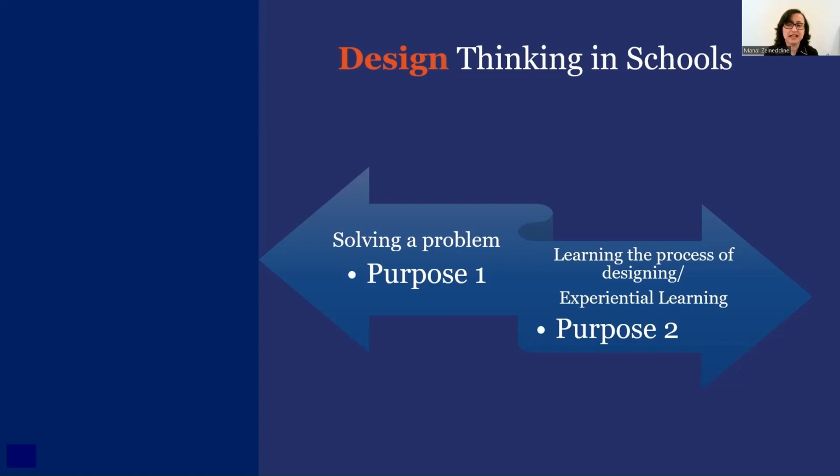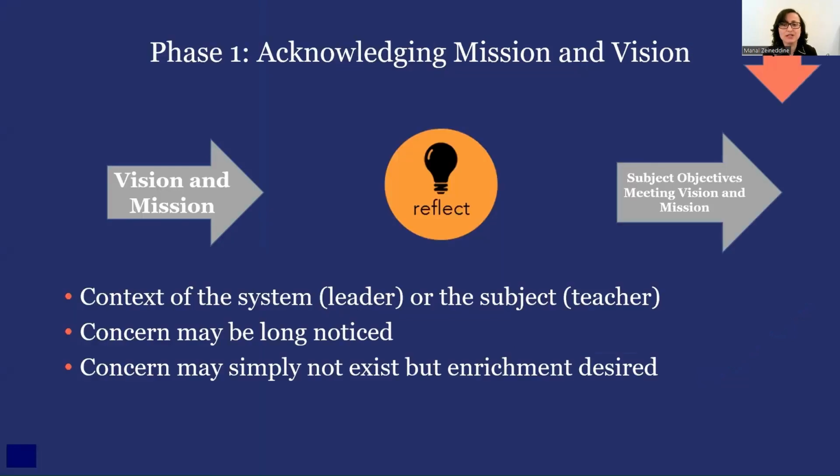And it has another purpose, which is in the classes during experiential learning, when learners are there to experiment, to go through trial and error, try to find solutions. And this makes learning so much more interesting than the regular traditional way that most of the schools still follow. So what are the phases here? Phase one, acknowledging the mission and the vision.